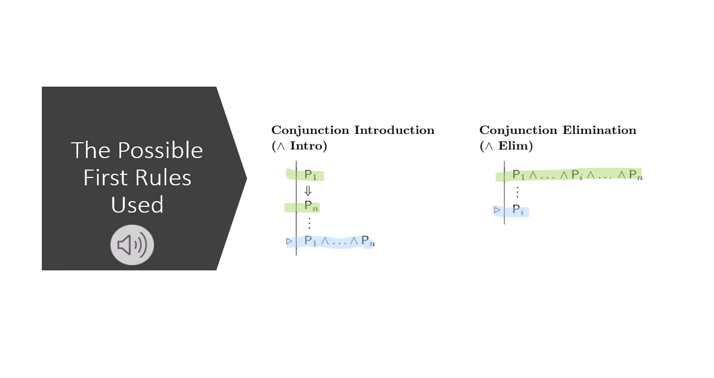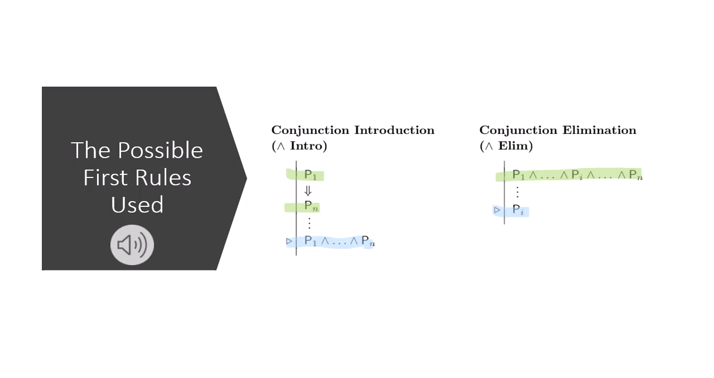Let's now go one by one through each one of the first rules that we could have applied and show that tautological consequence is preserved. The first we'll look at is conjunction introduction. Here, I've highlighted in green the sentences that we would need to cite in order to apply conjunction introduction and obtain the sentence in blue down at the bottom.